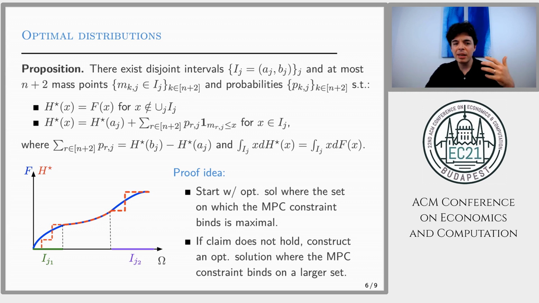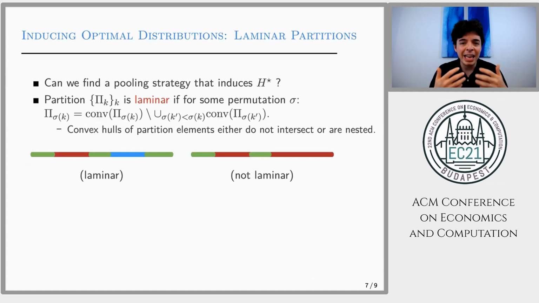So the question becomes, this is a structural property of the optimal distribution H star, but how can we come up with a pooling strategy that induces H star? And this is where the idea of laminar partitions kicks in. I'm going to call a partition a laminar partition if for some permutation sigma this condition holds. Here, this sigma is effectively inducing an order on the partition elements. And for this talk, let's assume that sigma is the identity operator.